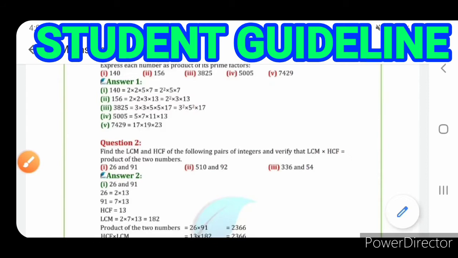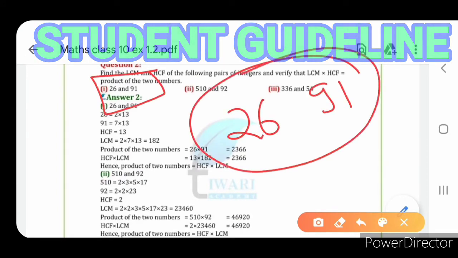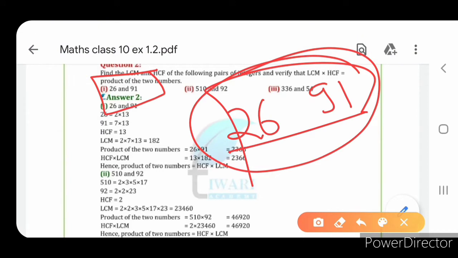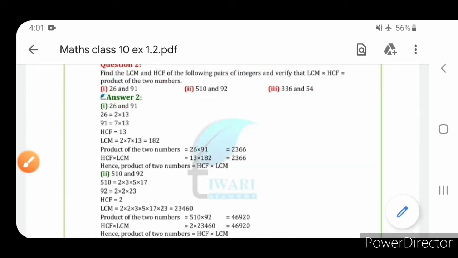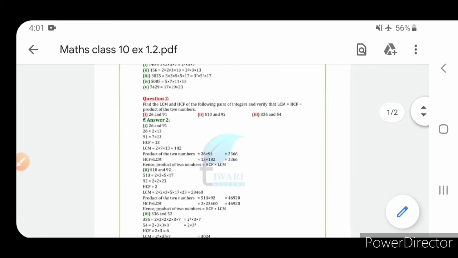It means if you are given two numbers, let us understand by example. Here 26 and 91 are given, two numbers. So firstly find their LCM and HCF by the prime factorization method. We have lots of methods by which we can calculate LCM and HCF, but here we have to calculate LCM and HCF by the prime factorization method. So let us see how we can find LCM and HCF by prime factorization.